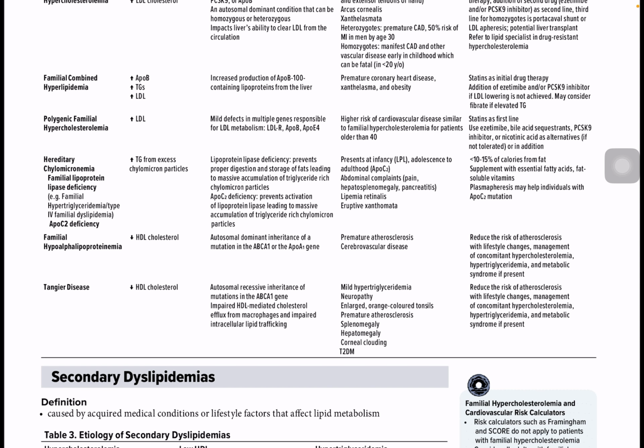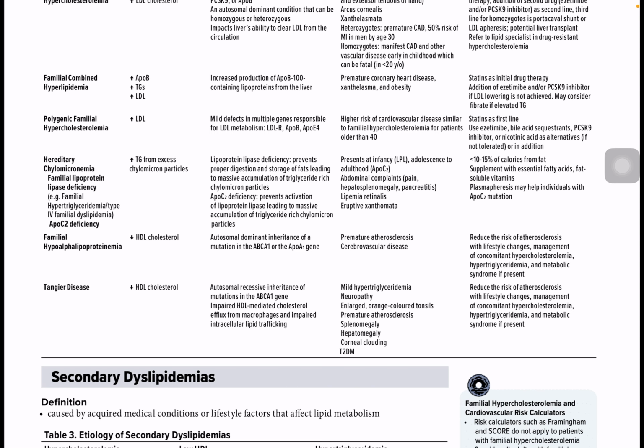Now, hereditary chylomicronemia, familial lipoprotein lipase deficiency. Examples are familial hypertriglyceridemia, type 4 familial dyslipidemia, ApoC2 deficiency. So these are different names for hereditary chylomicronemia. Hereditary chylomicronemia has increased triglyceride from excess chylomicron particles. Lipoprotein lipase deficiency is the enzyme deficiency.